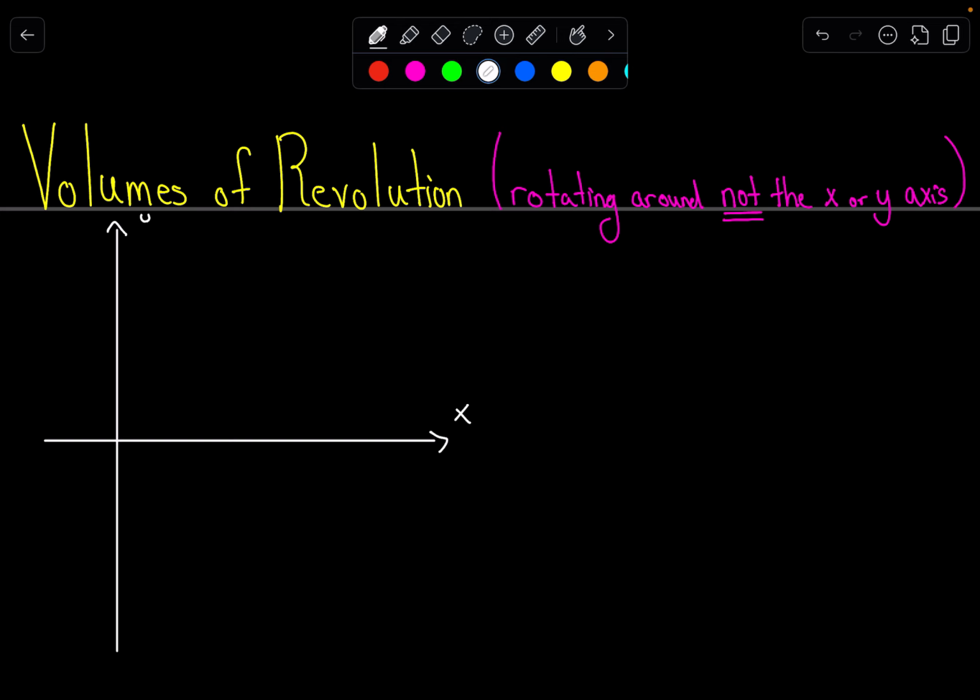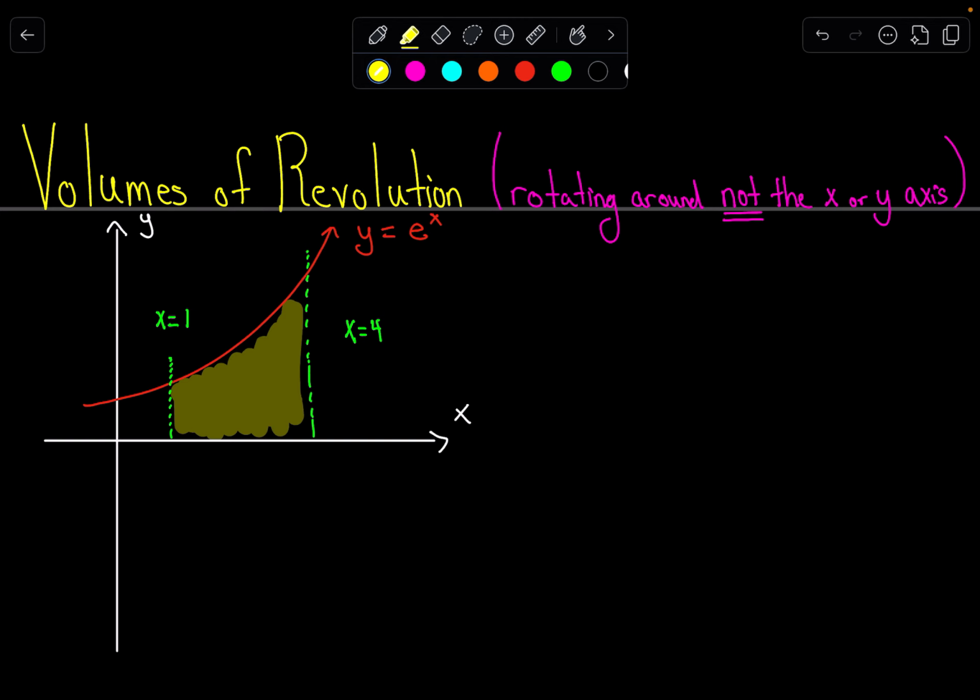We're going to do a couple examples to answer the question, what happens if we're asked a question like that? So for this particular example, let's take the graph of y is equal to e to the x. And let's say that it's trapped by the lines x is equal to 1 and x is equal to 4. Okay, so let's say we have that trap, and it's also trapped by the x-axis. So we're talking about rotating this particular region around something.